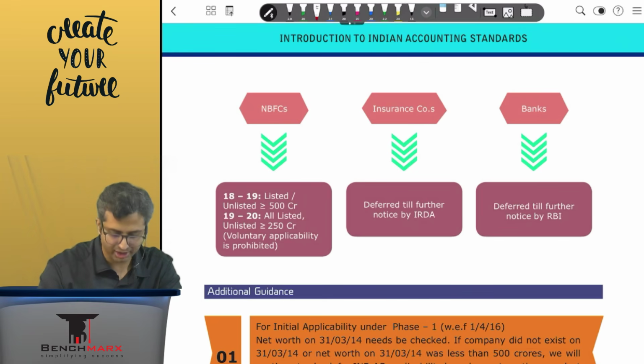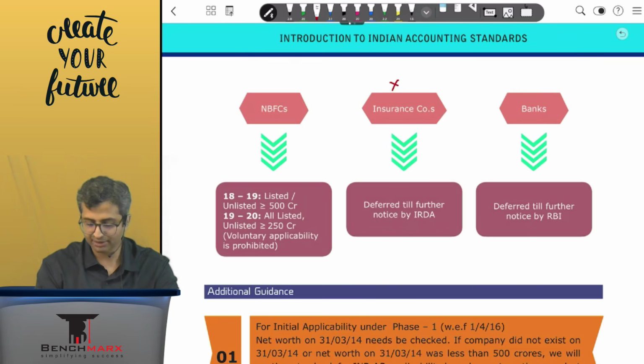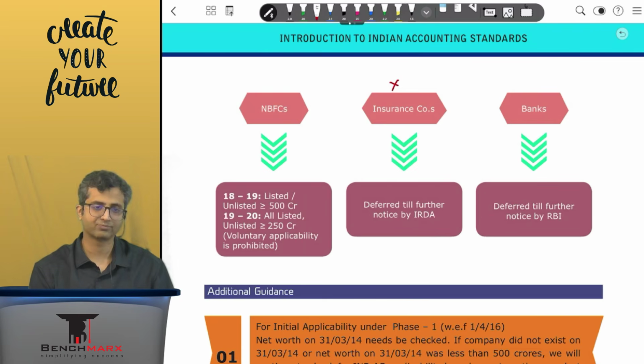So over here, as of now, we are not getting covered. Insurance companies or banks, we can say this is deferred until further notice by the IRDA or deferred until further notice by RBI. Are we clear with this?